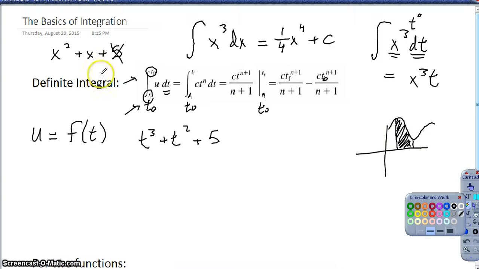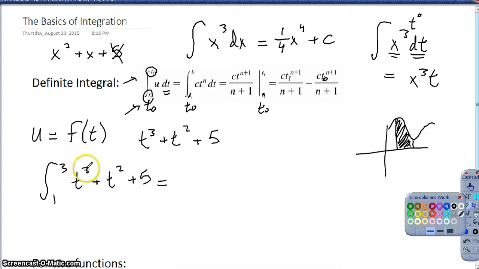So let's look at a specific example of this, and I'll work through it. Let's just use this. This is my original function, and let me say that I want to integrate that from 1 to 3 seconds. So I've got t to the 3rd plus t to the 2nd plus 5, and I want you to find the integral from 1 to 3 seconds. Well, again, the first thing we would do is use the opposite of the power rule to find the new function.